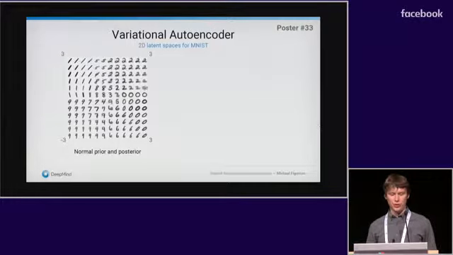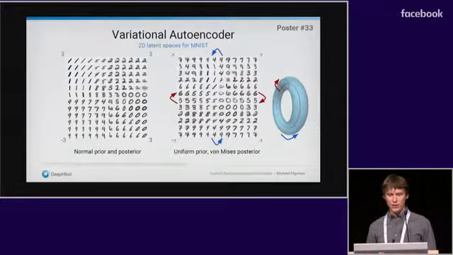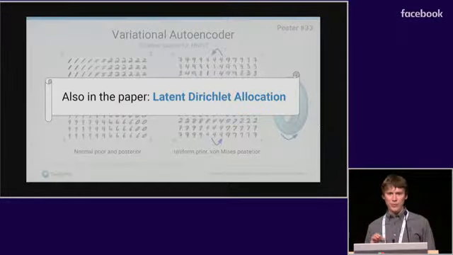What can we do with this tool? As one application, we consider variational autoencoders. The standard normal prior causes the latent codes to concentrate around the origin. As an alternative, we consider a 2D torus latent space with a uniform prior and von Mises posterior. We see that the learned latent codes tile this space nicely and uniformly. In the paper, we also consider training of the latent Dirichlet allocation topic model.